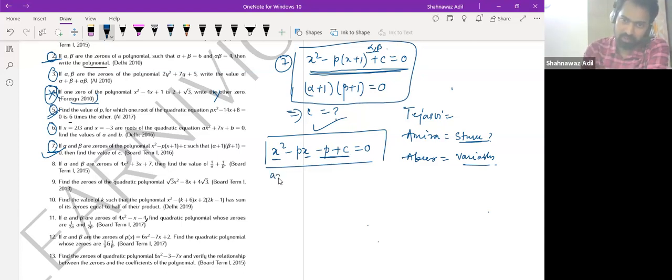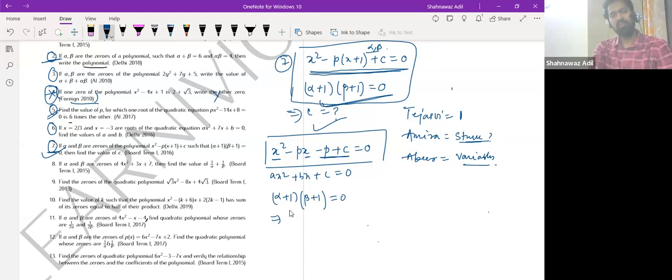Sir, I got 1 as the answer. Okay, we got one. So, find the value of c. Now this is the polynomial with zeros alpha plus 1 and beta plus 1. If we simplify this, every time the first thing that we should do is the simplification, right? So this is alpha into beta, and alpha into 1, beta into 1, and then 1 into 1.